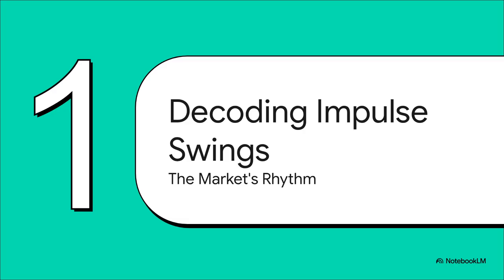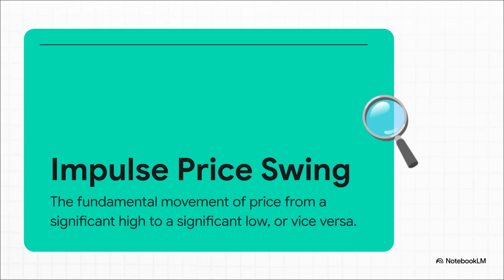All right, first things first. Before you can do anything else, you have to learn to see the market's basic rhythm, its language. And that language is spoken in what we call impulse price swings. So, what is an impulse price swing, really? Well, you can think of it as price moving with real intention. It's a clear, decisive move from a major high point to a major low point. Or, from a low back up to a high. Getting good at spotting these is really the foundation for everything else we're going to talk about.